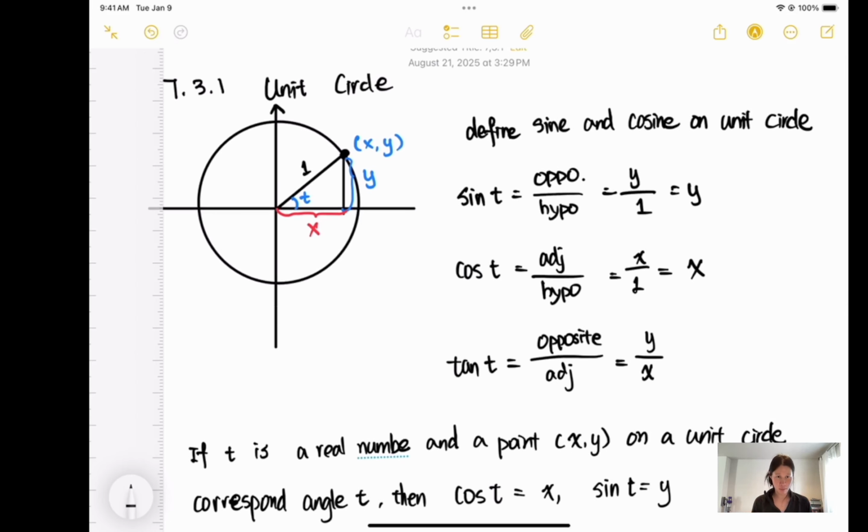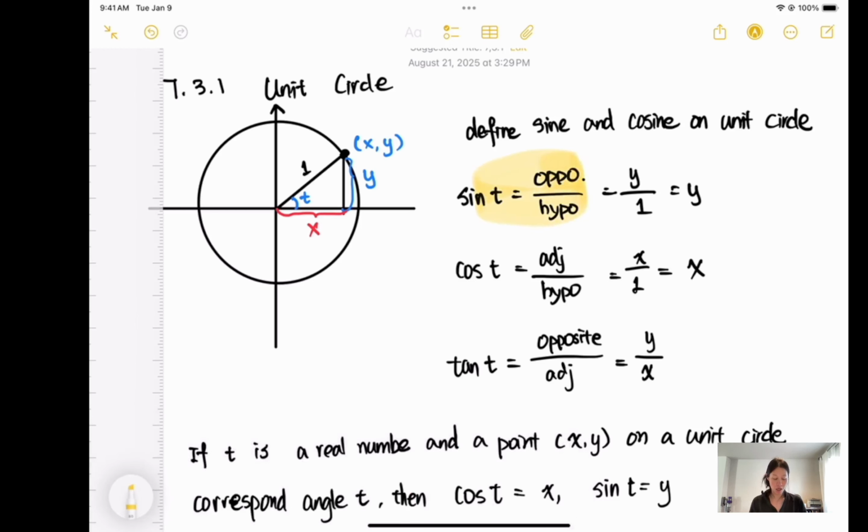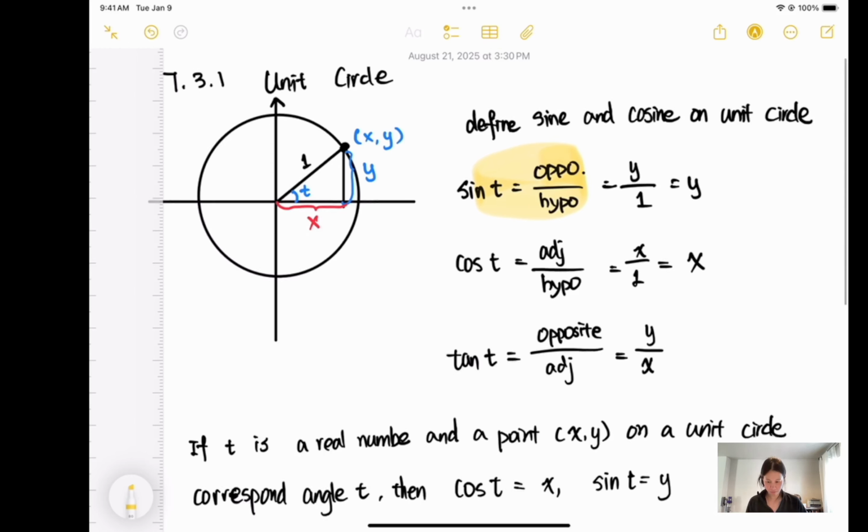If you don't remember, that's okay. That's why I showed you where the x comes from and where the y comes from. As long as you know how to draw a unit circle and you know that the radius is equal to 1, you can prove that by yourself. So all you need to remember is the same stuff that we learned in week 1: sine is equal to the opposite side over the hypotenuse, cosine is equal to the adjacent over the hypotenuse, and tangent is the opposite side over the adjacent side.